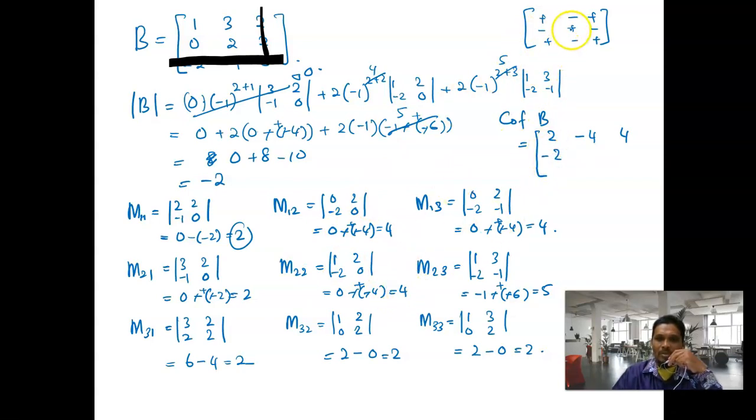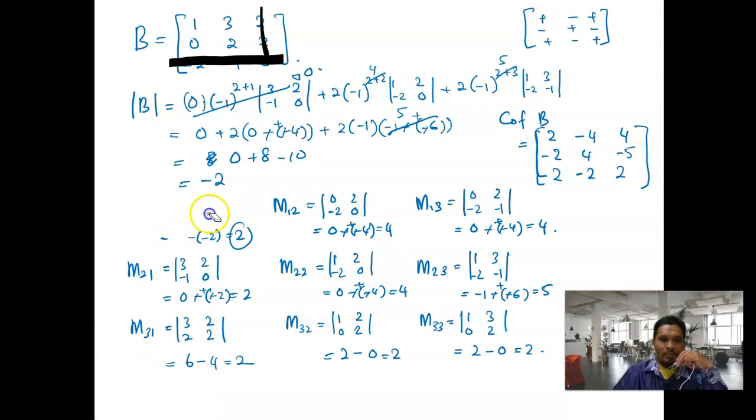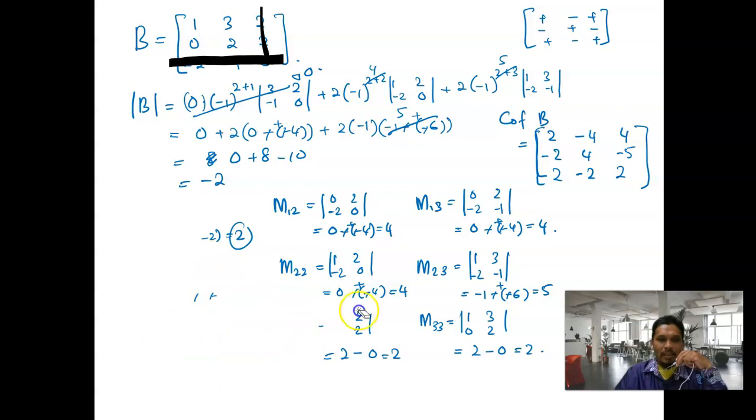4 multiply with positive, 4, and 5 multiply with negative, negative 5. Then 2 times positive, 2. 2 multiply with negative, negative 2, and 2 multiply with positive, 2 here. Okay, so now, once we're complete, find the minor, cofactor, and determinant.